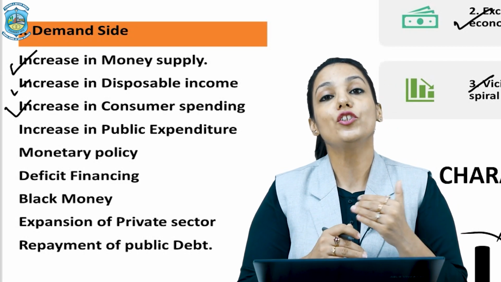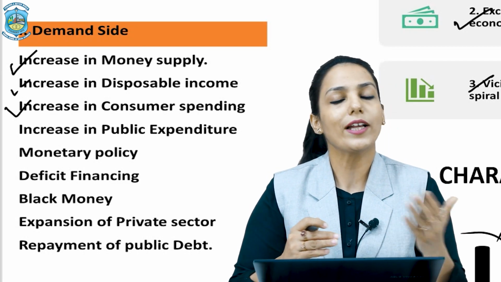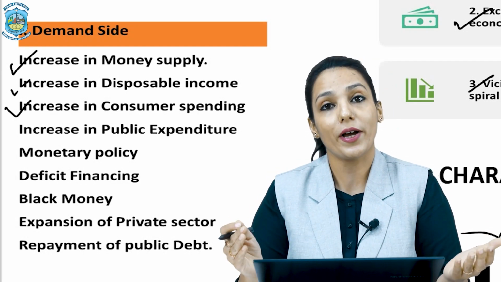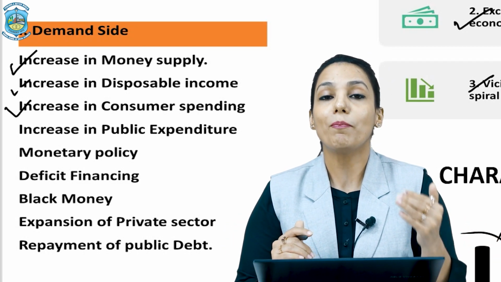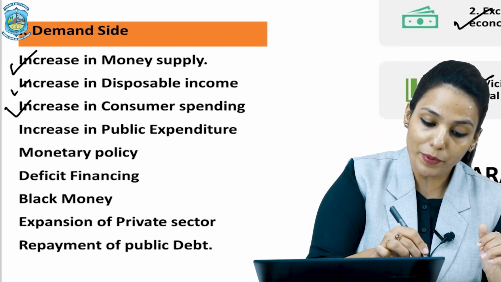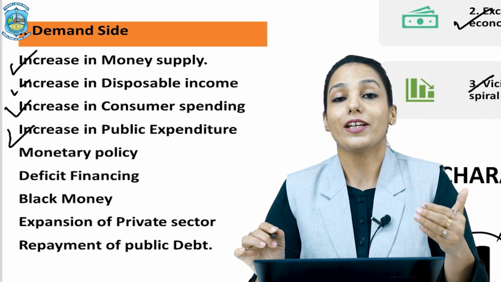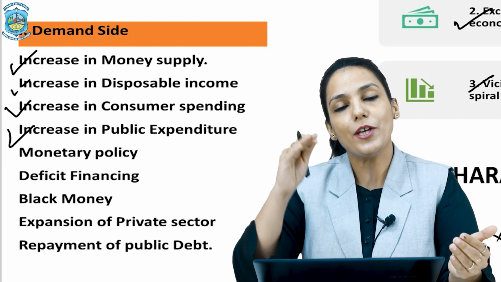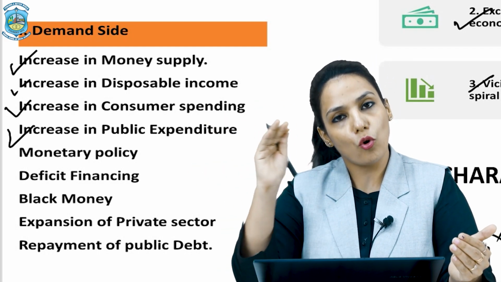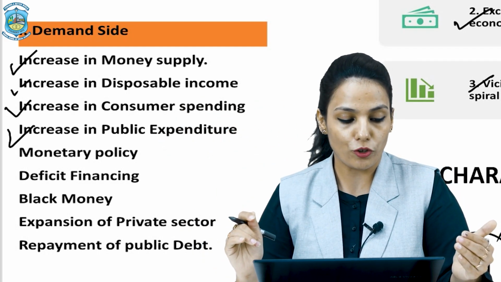Or increase in consumer spending due to psychological reasons, maybe like revenge buying. Then increase in public expenditure. Public expenditure means the expenditure that is made by the government. If the government expenditure increases, there will be more money flow in the economy. More money flow, higher will be the inflation.